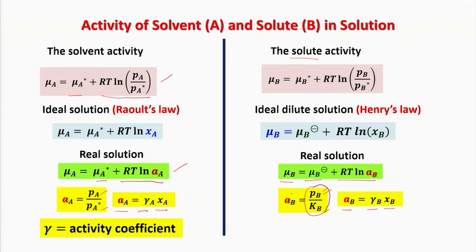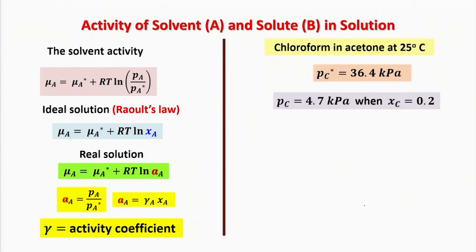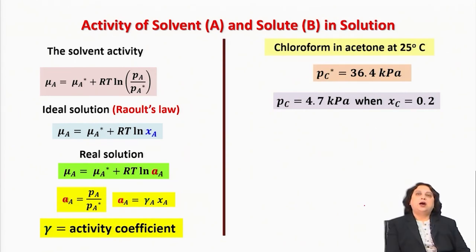But in a real solution, this XB will have a prefactor showing the deviation from the ideal behavior, and here the gamma B represents the activity coefficient for the solute. Now, let me take an example of how to calculate the activity of a solvent.